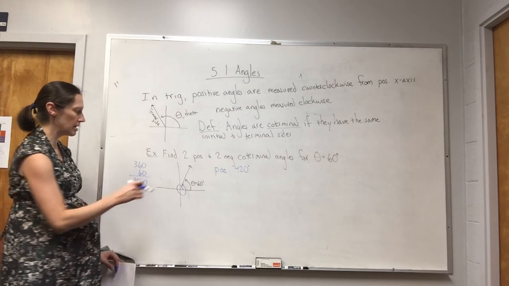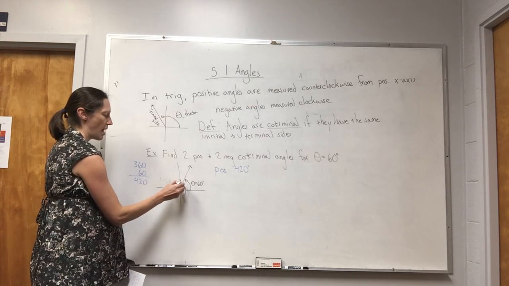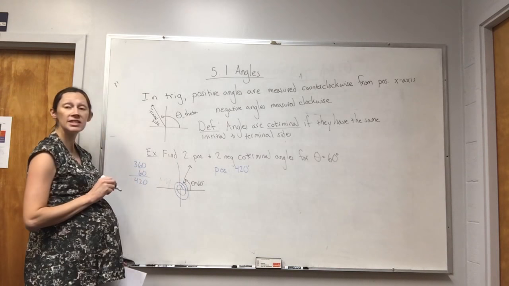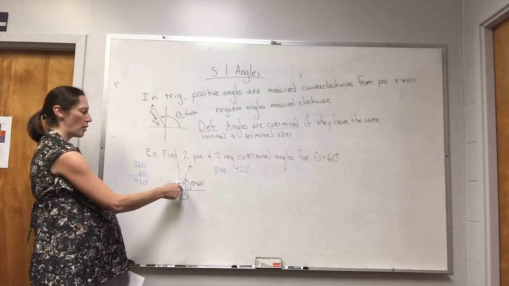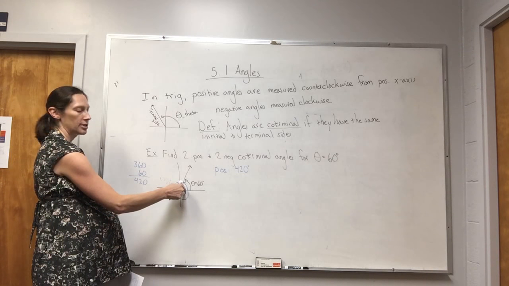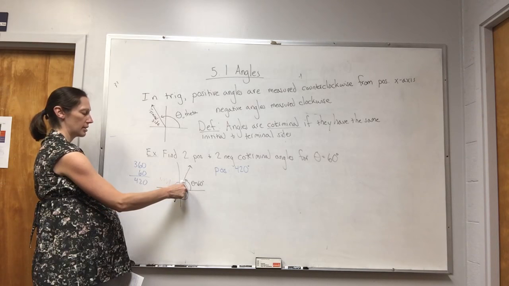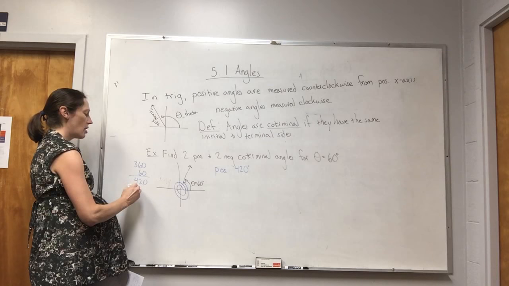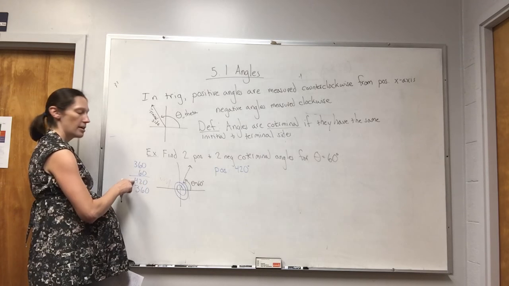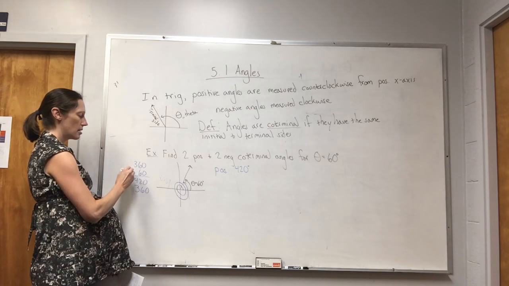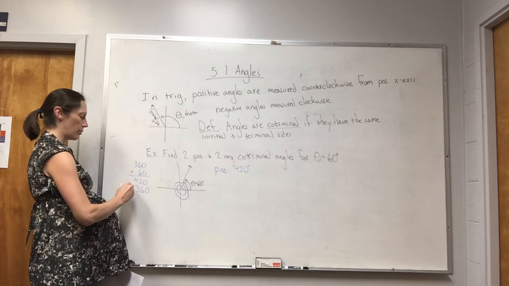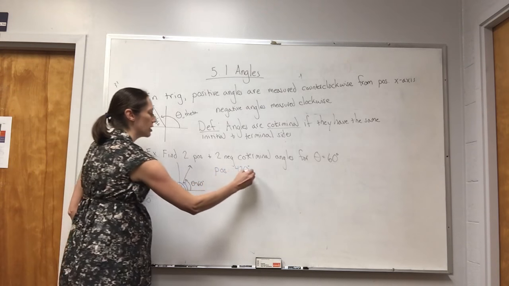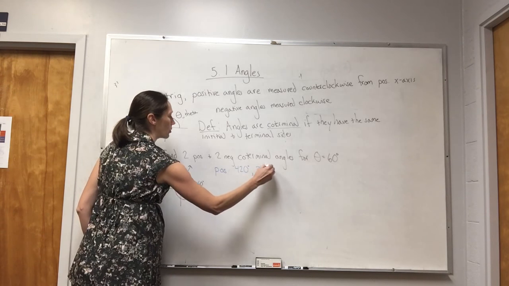And I can do this same idea. So if I bypass that angle again, wrap all the way around, and then stop at that terminal side, now I've gone around twice. Once around the circle, 360. A second time is another 360. And then 60 degrees to end at the terminal side. So I've got a 360 plus a 60 plus another 360. So 780 degrees is another coterminal angle.